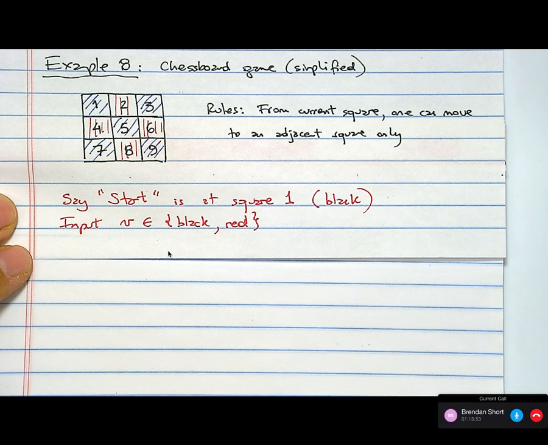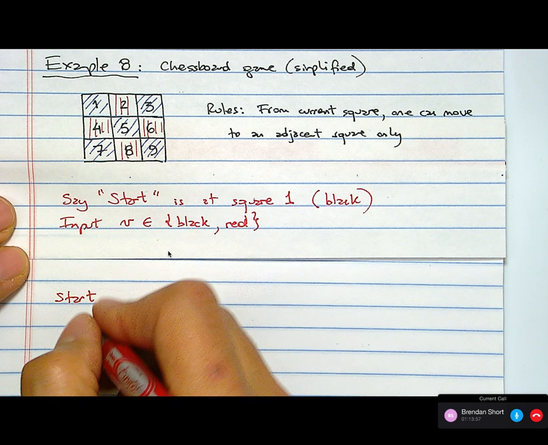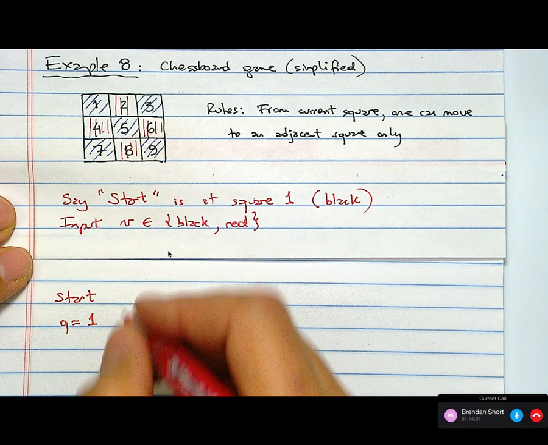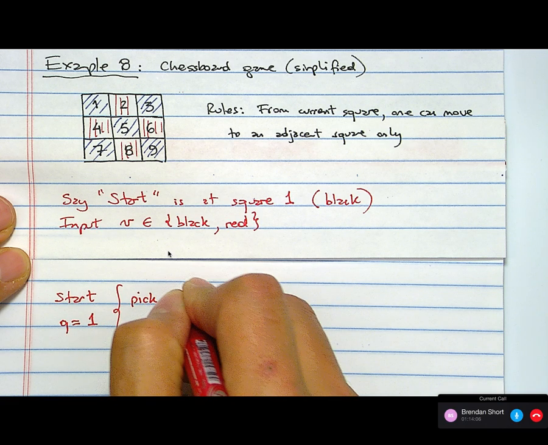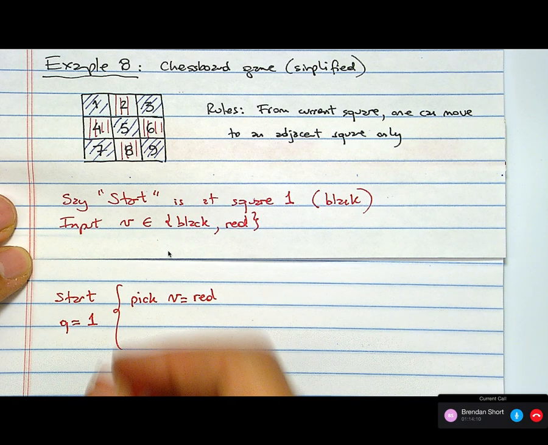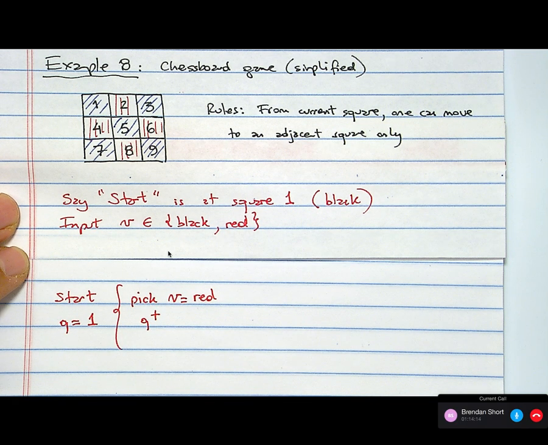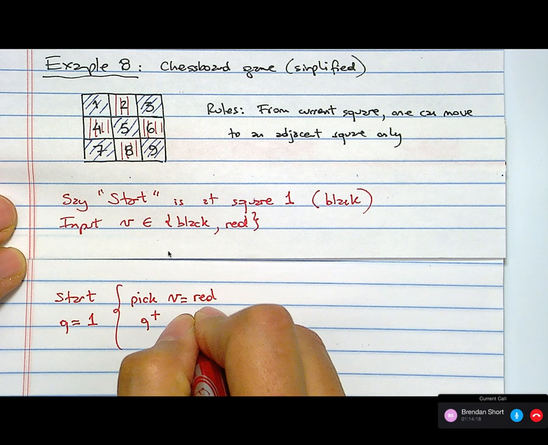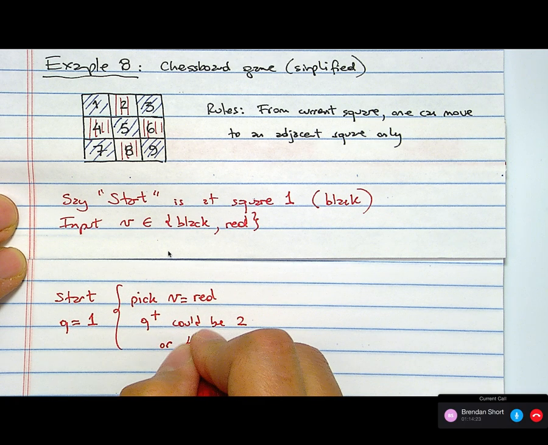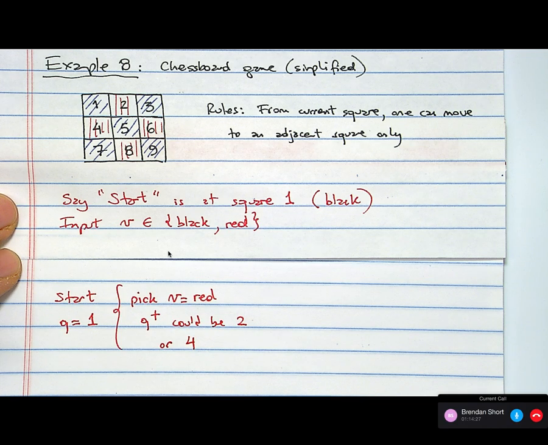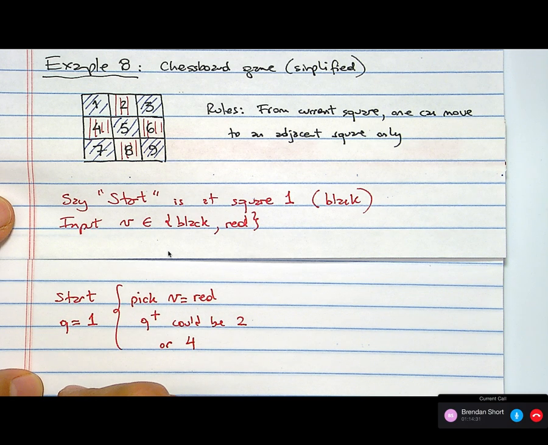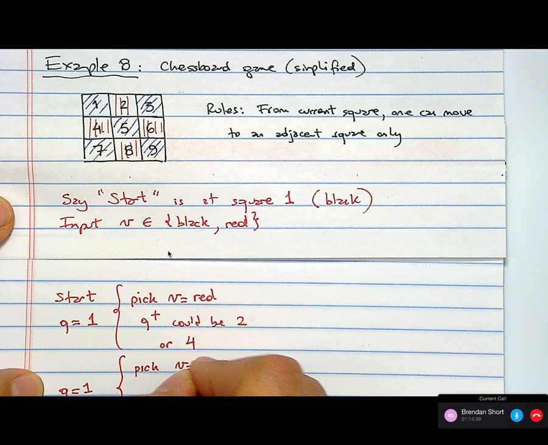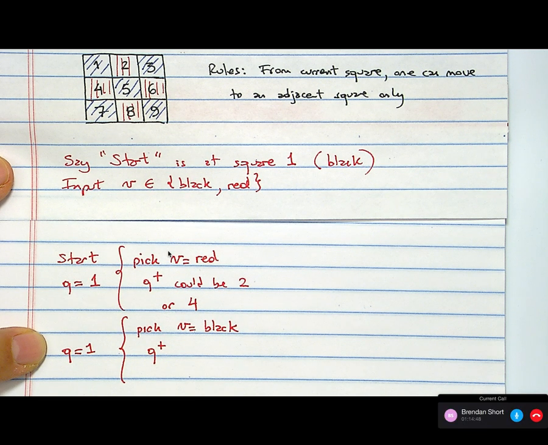Okay. So how is the table here that I have? I have a start, and you start at Q equal to 1. And suppose that I pick V equal to red. Then what are my options for Q plus? Q plus could be 2 or 4. Okay. If I start at Q equal to 1 and I pick the other possibility, V equal to black, where are my possibilities for Q? Or remain where I am.